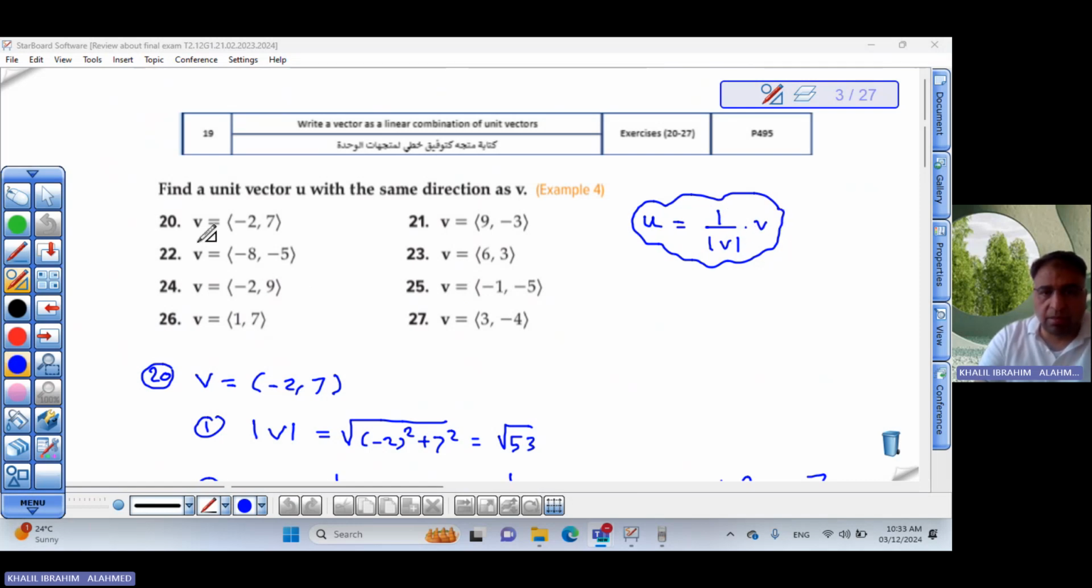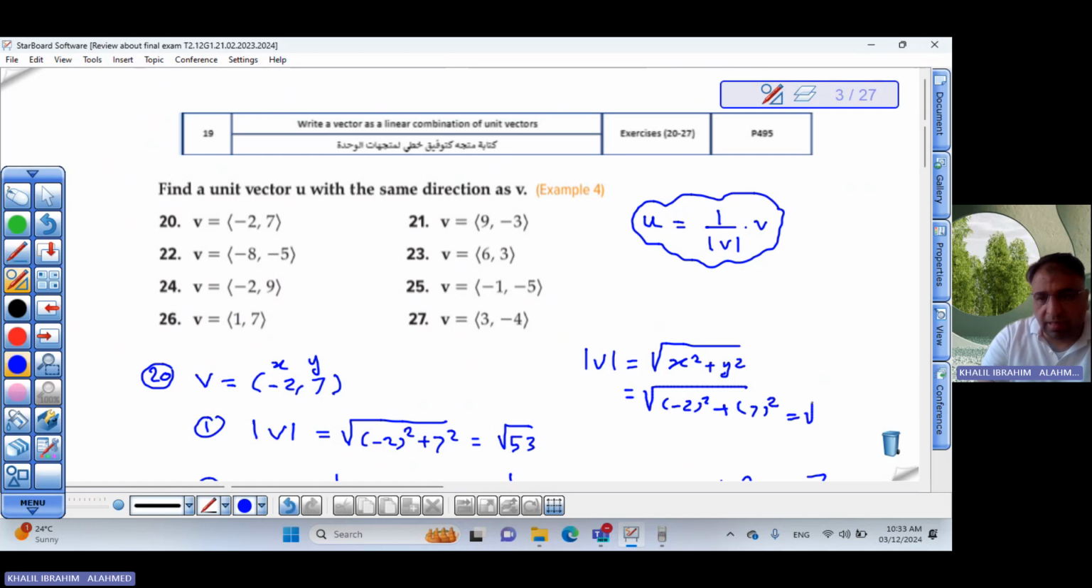That's it. Question 20: v is (-2, 7). Okay, step 1, find the magnitude of v. The magnitude of v equals radical x squared plus y squared. This is x and this is y. The same, this equals radical of (-2) squared plus 7 squared. The answer is radical 53. Okay, it's easy.